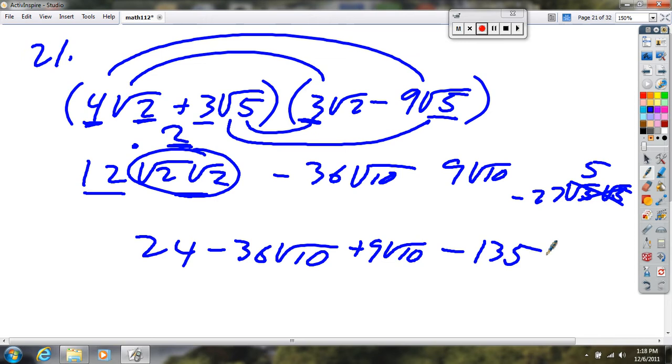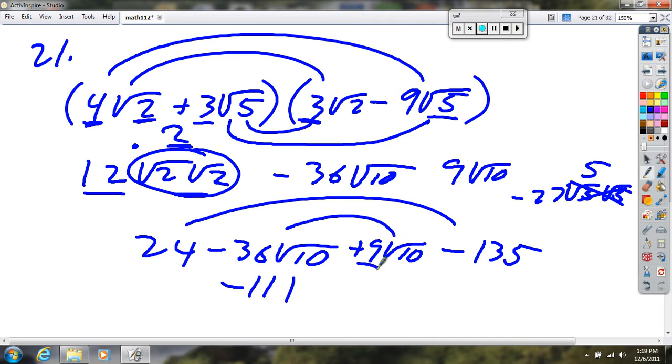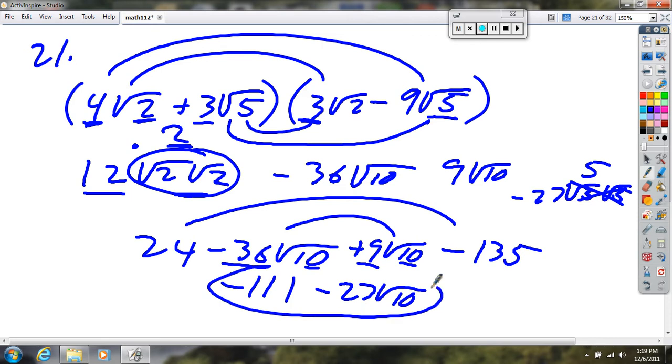What can I combine? The 2 outside. What's 24 minus 135? That's a negative 111. And what is 9 and a negative 36? Because the 10s are the same. So what's 9 minus 36 is a negative 27 square roots of 10. And that's our answer on that one.